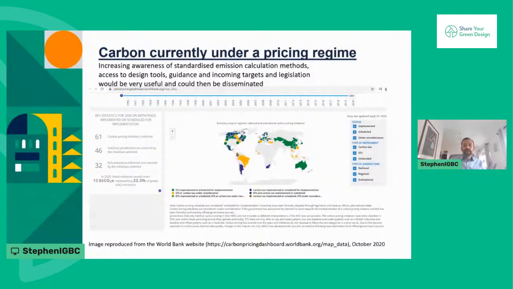So carbon regulatory requirements around the world are appearing all the time. This is quite interesting from the World Bank. It looks at carbon pricing initiatives around the world. And if you play around with the timeline at the top there, you'll see the rapid growth in implementation, starting with just Finland and Poland back in 1990 and growing to what you can see here.